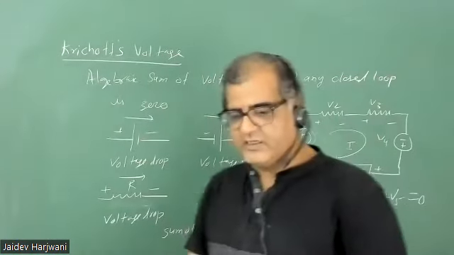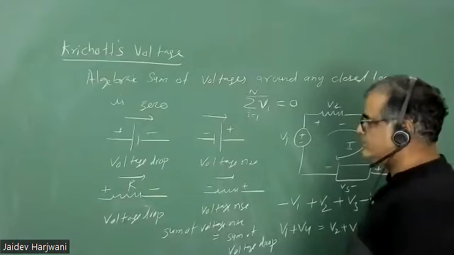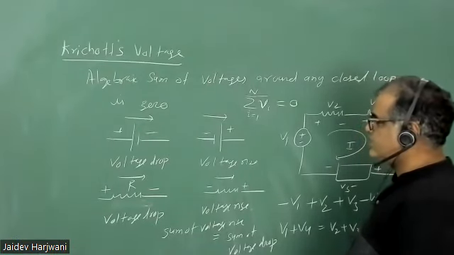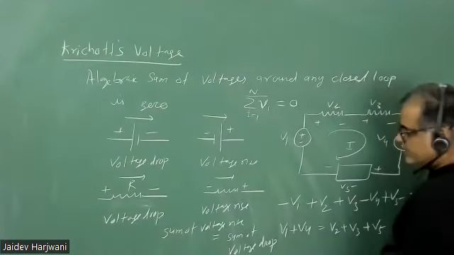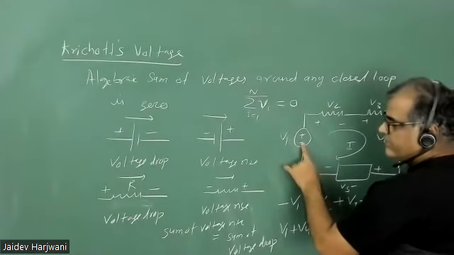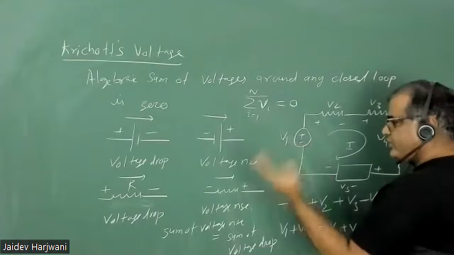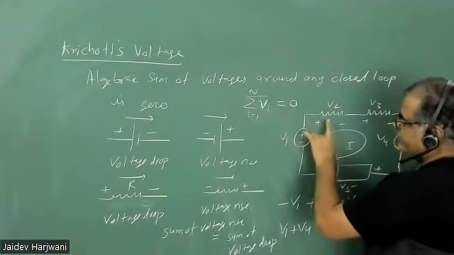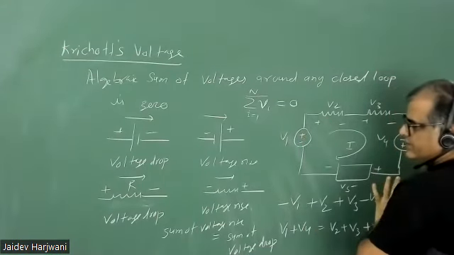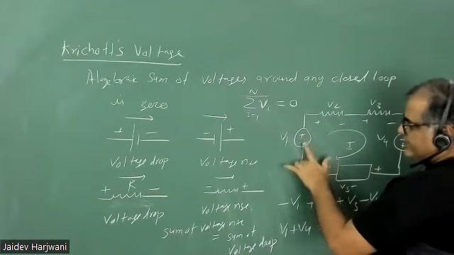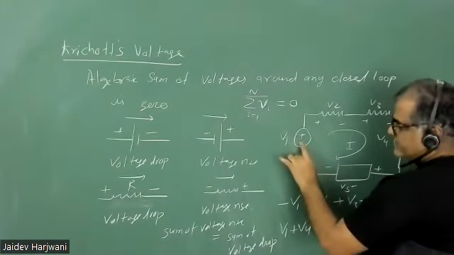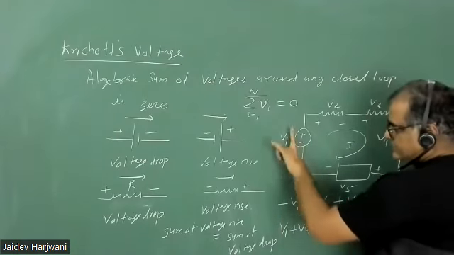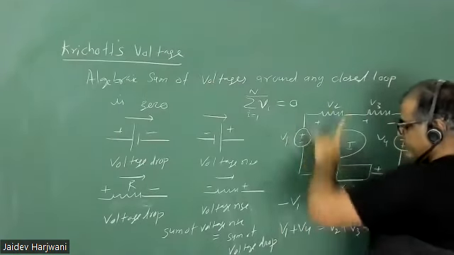Sir, a voltage rise we shall take positive also, no, sir? Voltage rise, I am taking negative. You can take positive also. If you take positive, then you take voltage drop as negative. But here I am taking minus as positive, because whatever sign will come, I'll write that sign. So voltage rise is negative for me, voltage drop is positive for me.